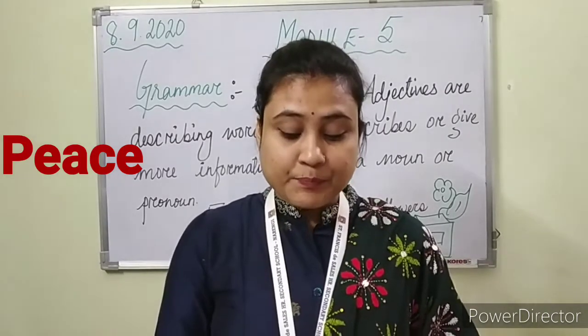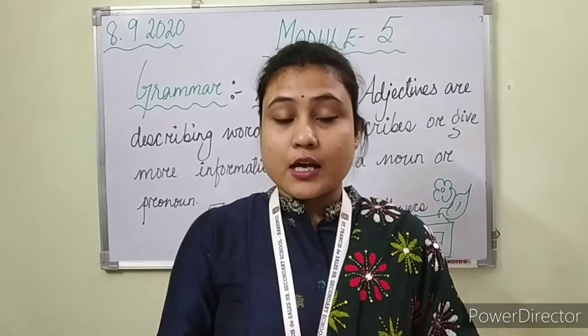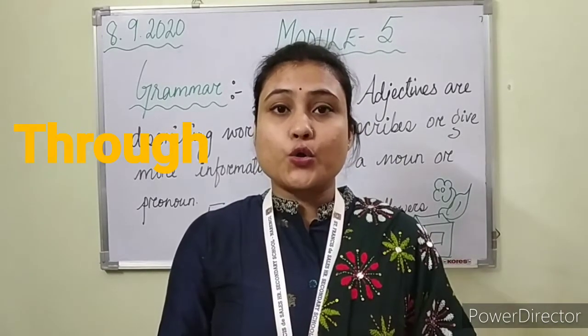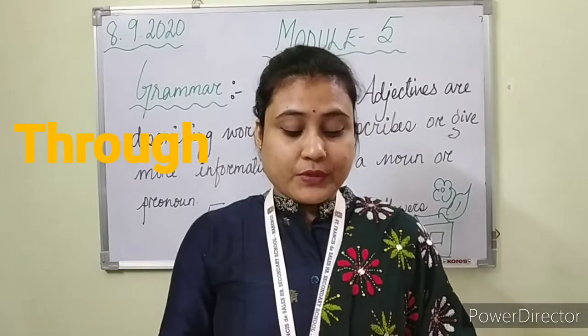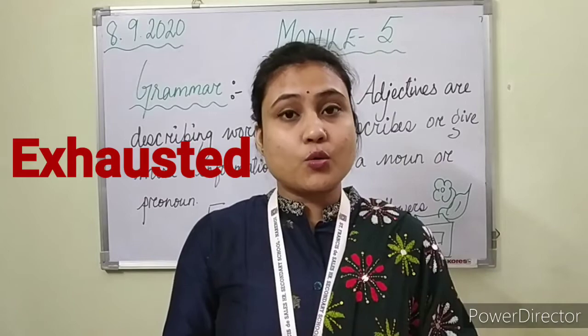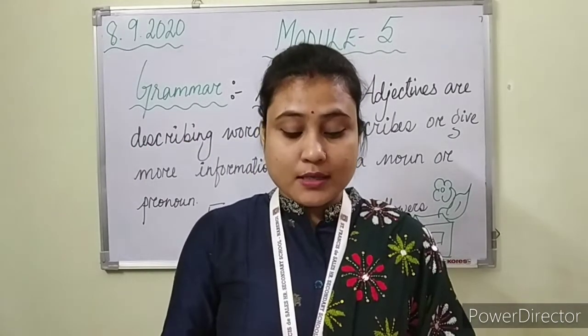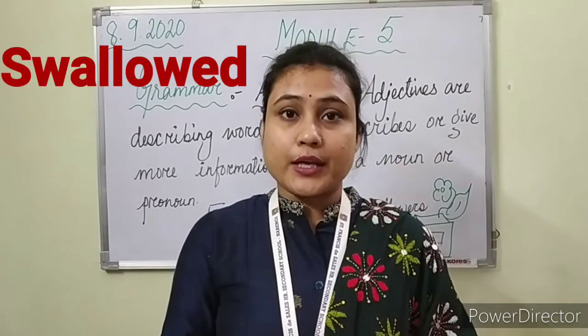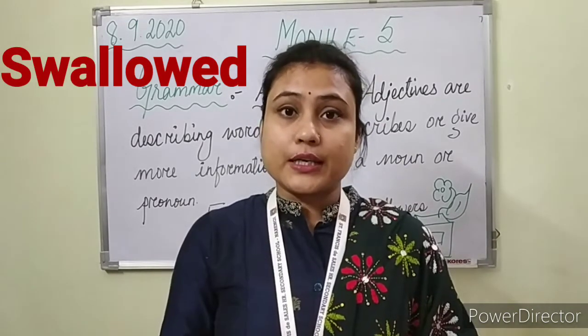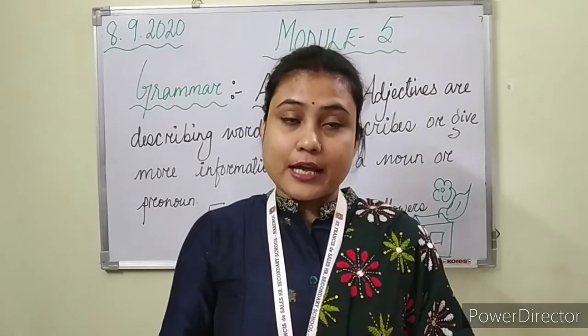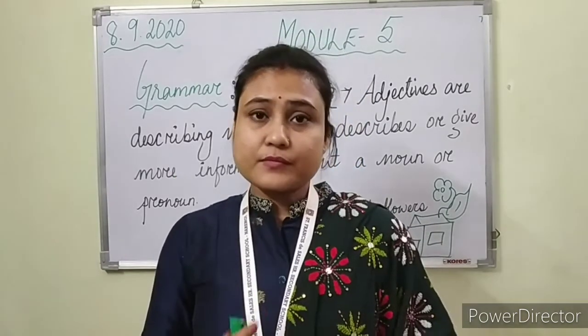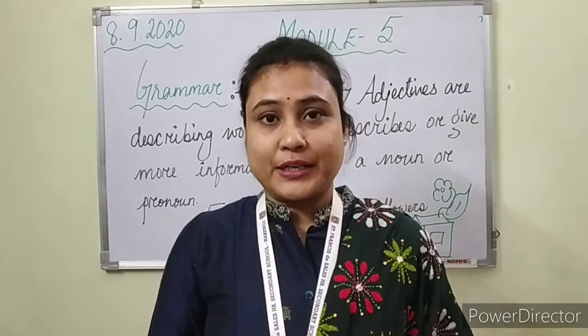The fifth one was peace. P-E-A-C-E. Peace. Coming to the sixth, it was through. T-H-R-O-U-G-H. Through. Then the seventh one was exhausted. E-X-H-A-U-S-T-E-D. Exhausted. Coming to the eighth, it was swallowed. S-W-A-L-L-O-W-E-D. Swallowed. Coming to the ninth word, it was startled. S-T-A-R-T-L-E-D. Startled. Am I right? Please check the spellings properly.